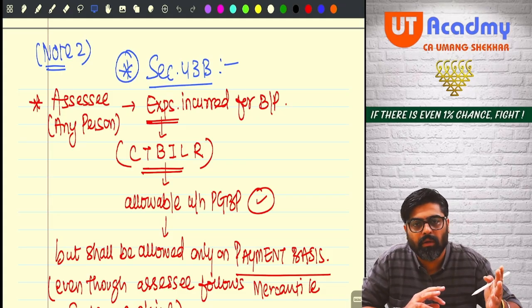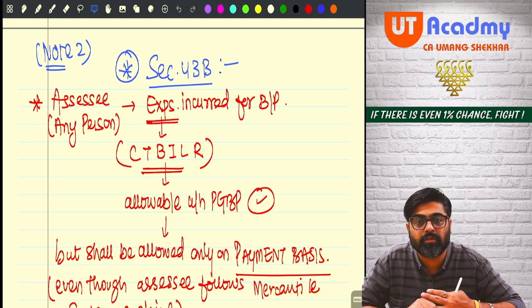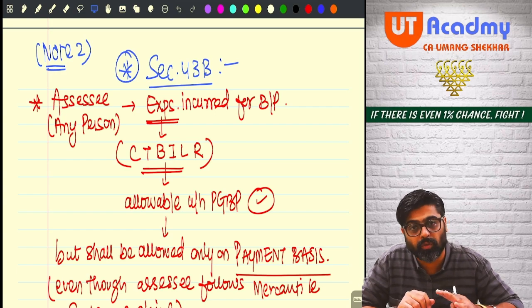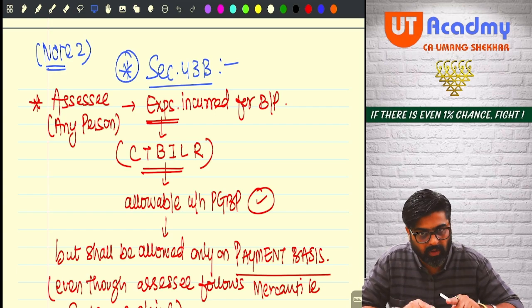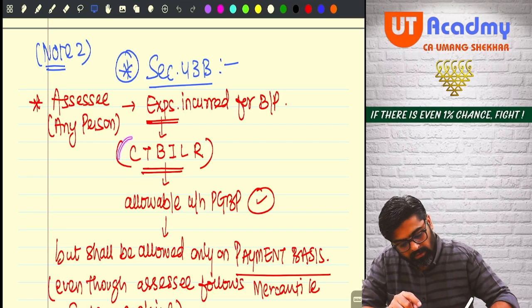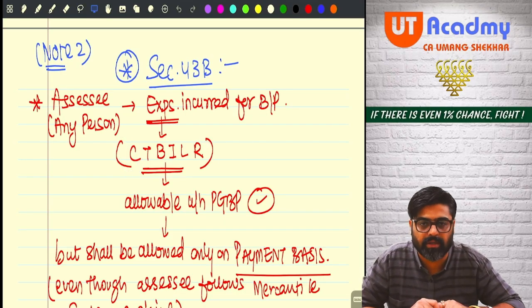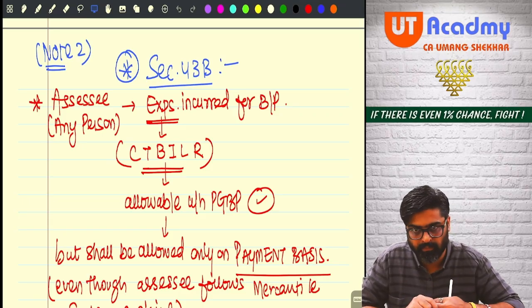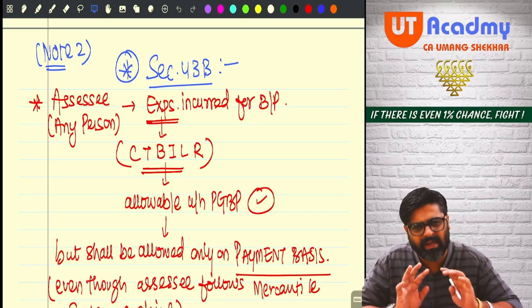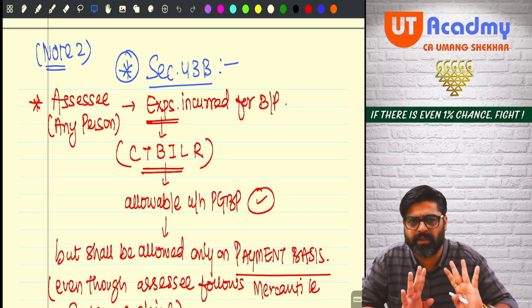See, later on, there will be one section 36 subsection 1. In that clause 4 and clause 5 are there. So as per section 36 subsection 1, clause 4 and clause 5, this expense is allowable as a deduction. Because for your employees, you are contributing money. Right now, just focus that this is an expense which is allowable under the head PGBP.